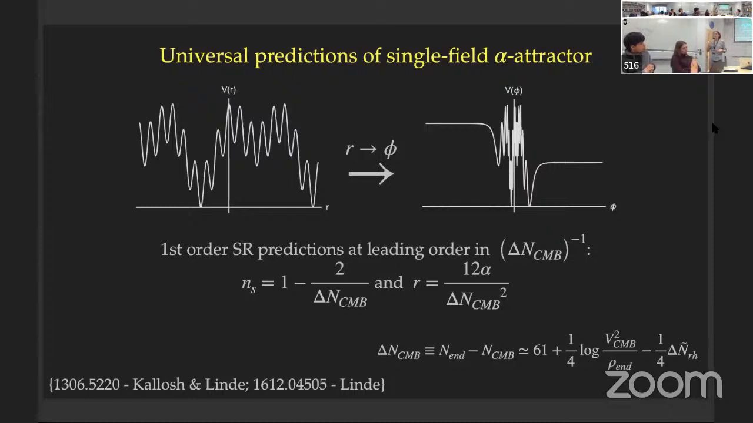So when you calculate for alpha-attractor models the first order slow-roll predictions for the tilt and the tensor to scalar ratio, you find that they look very simple. They depend on delta SMB and on alpha. And this is telling you that they don't depend, for example, on details of the potential, because you lost memory of that potential because of the canonical transformation.